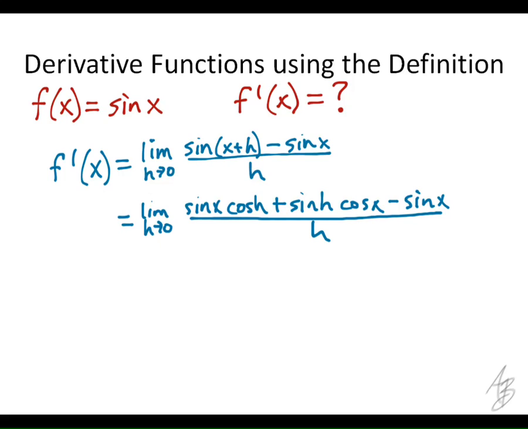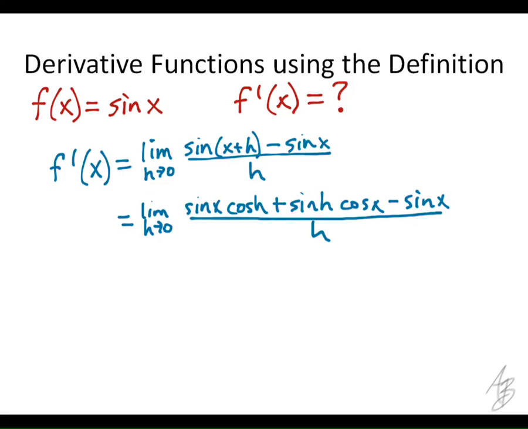You guys could probably guess this, but if we put 0 in for h right now, we would still get sine of x here times 1, because cosine of 0 is 1, plus the sine of 0 is 0, so it doesn't even matter what this cosine of x is. So we're going to get sine of x plus 0 minus sine of x, and we still have 0 on top, right? So we're still going to have to make some changes.